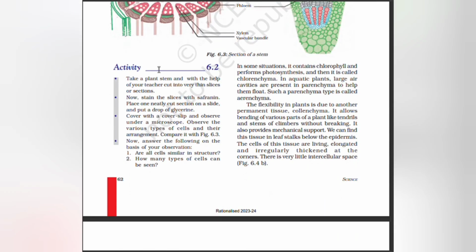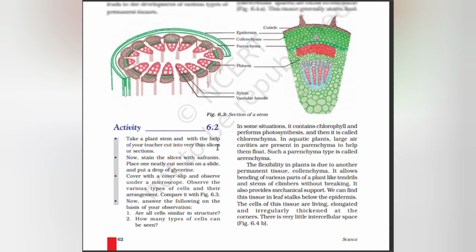Take a plant stem. With the help of your teacher, cut it into very thin slices or sections. Now stain the slices with safranin. Place one neatly cut section on a slide and put a drop of glycerin. Cover it with a cover slip and observe under a microscope. Observe the various types of cells and their arrangement. Now answer the following on the basis of your observation. Are all cells similar in structure?